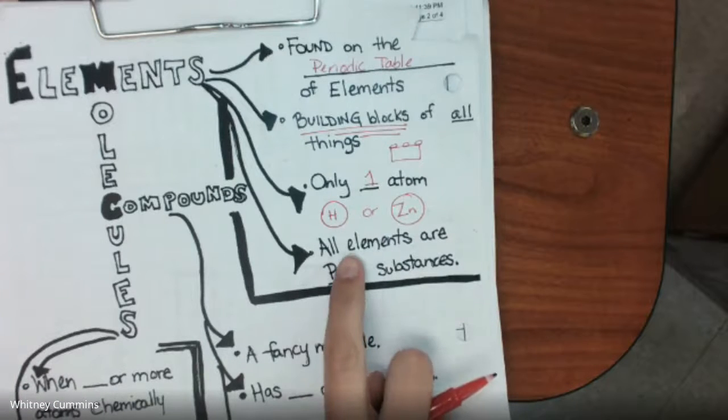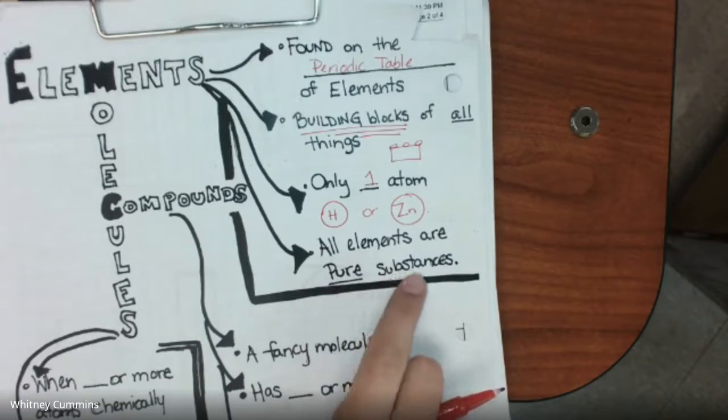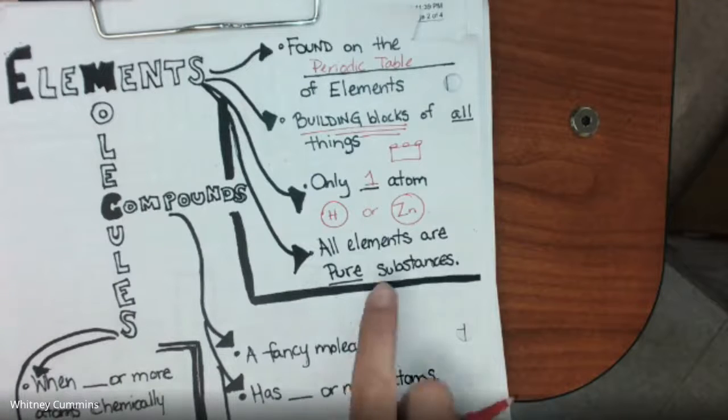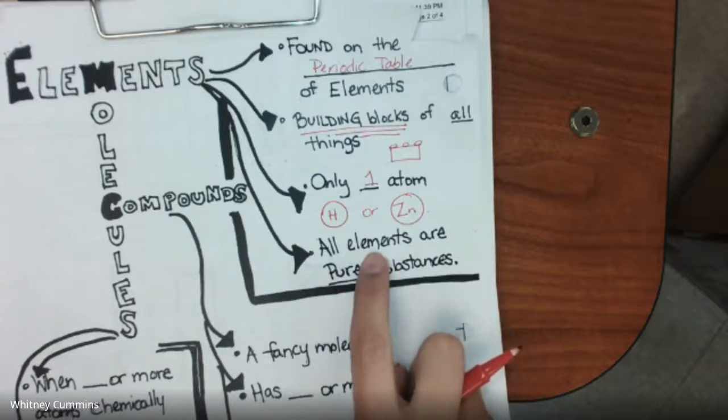Now, the next thing I like to remember is that all elements are pure substances, because I can't get any more simple than that. They're not made out of other stuff. It's actually pretty cool, because since the beginning of time, these elements have been on the earth and we just recycle them and use them in different ways. Nothing creates them. They've just always been around.